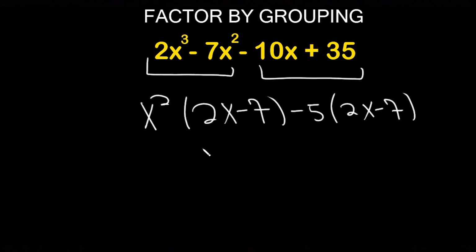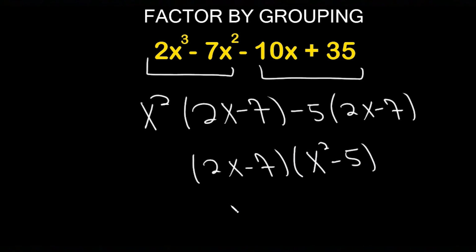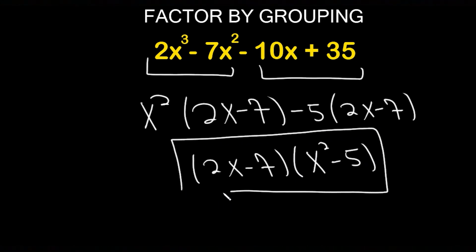So I have my common factor. Let's write it one time, 2x minus 7, and then our outside values together, x squared minus 5. So x squared minus 5, okay? And that problem's done. So let's go ahead and box it in. There it is, completely factored, all right? All right, let's try one more example.